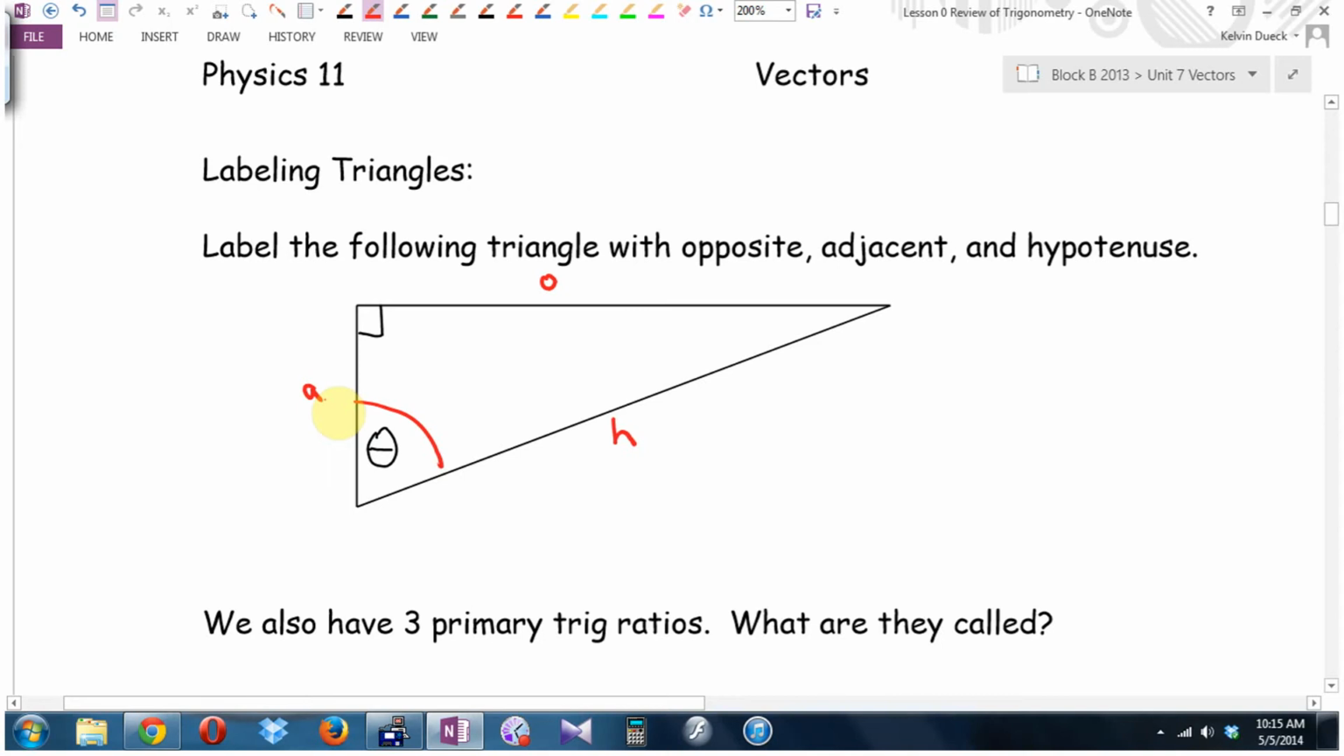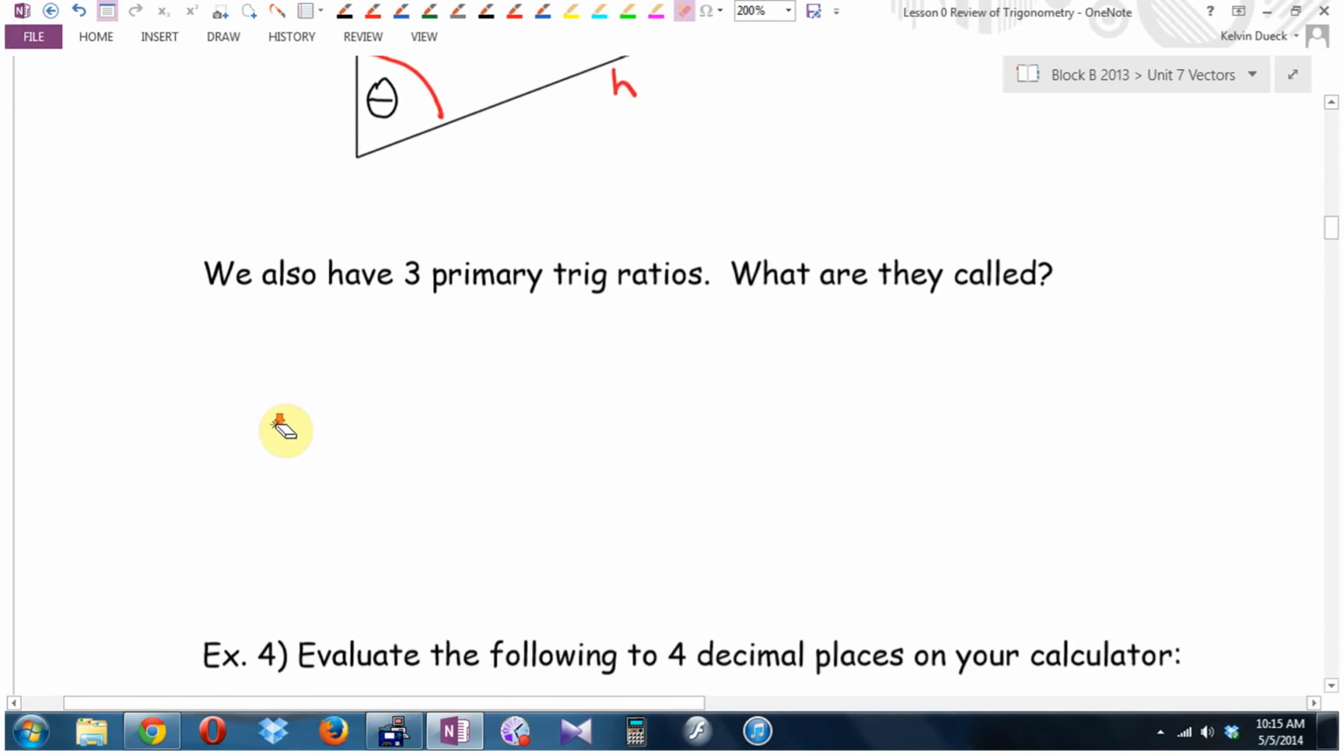Don't write this next bit down. What if instead I was talking about this angle here? The hypotenuse is still the hypotenuse. Which side is opposite to this top angle? So you have to be careful, know which angle we're talking about, because that's going to affect how we label the sides. We also have 3 primary trig ratios. What are they called?